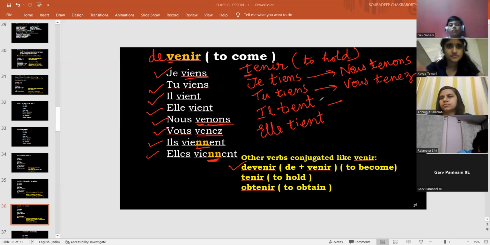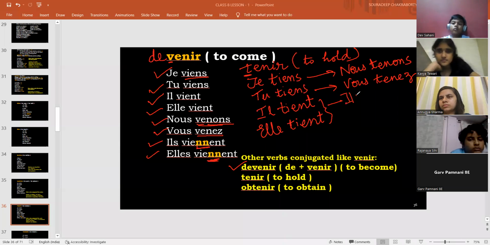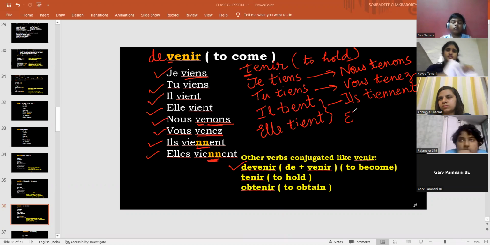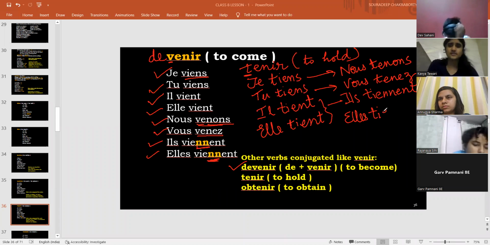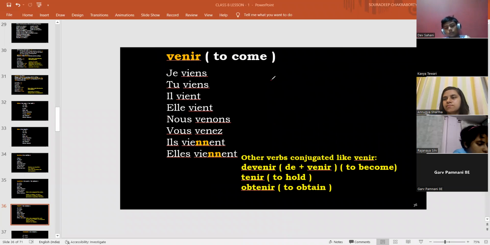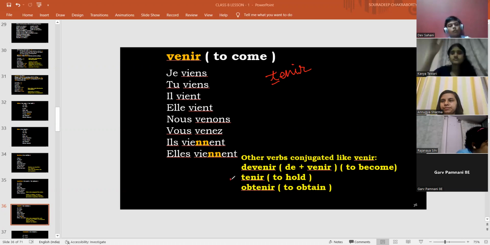Third person plural forms, you can see ils tiennent, elles tiennent. Okay. Done. So if you see the logic, you can see tenir. You have just now learned tenir by replacing V with T. You came to know the verb tenir.